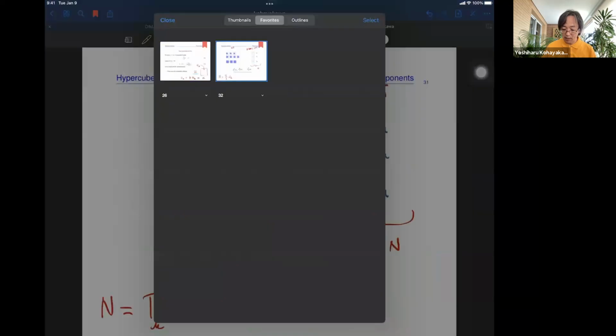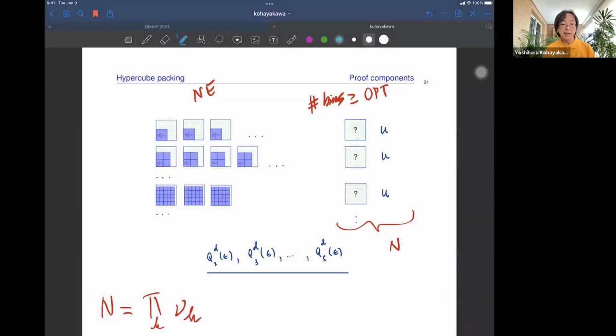Good. Then I have this number here in the bottom, this product of these frequencies of the QKs. Now, let me also define the number n_k hat, which is this n divided by nu k.